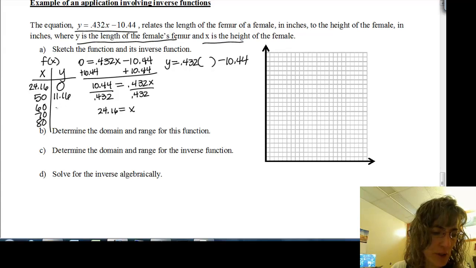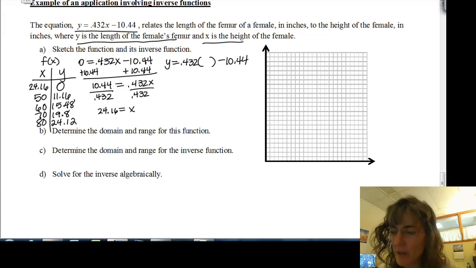What I came up with for 50 was 11.16. You can double check these. 15.48, 19.8 and 24.12.